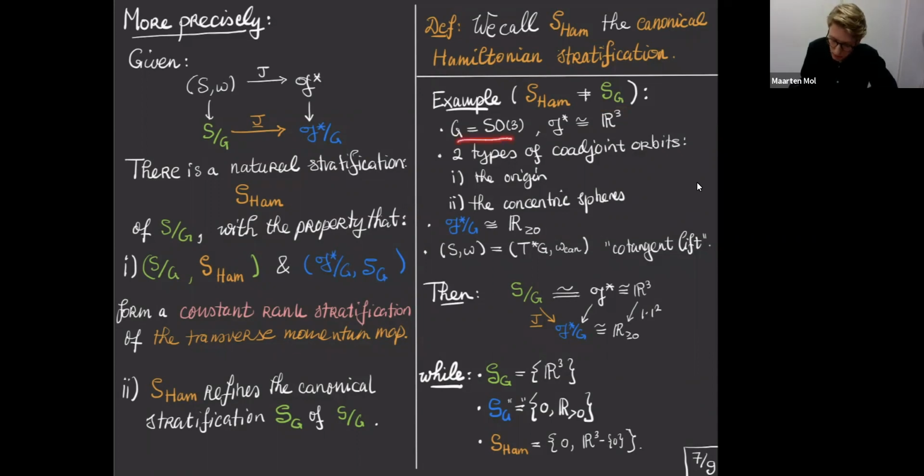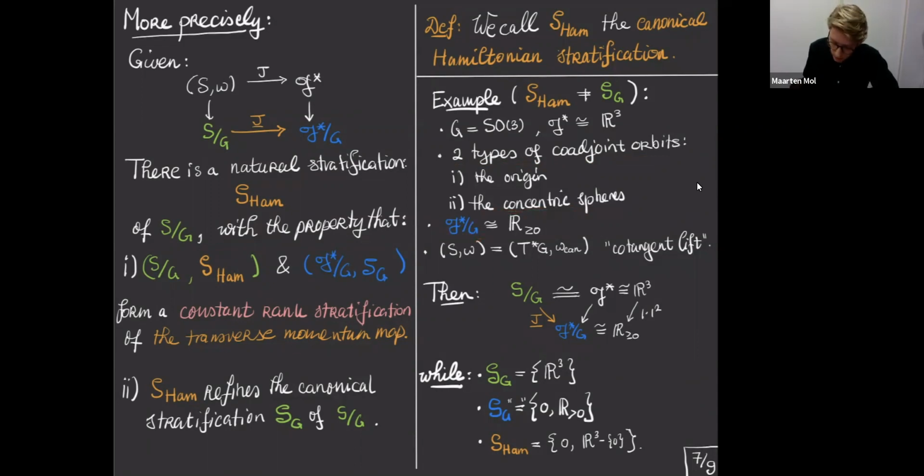So take G to be the special orthogonal group SO(3). Then the dual of the Lie algebra can be identified with R^3 in such a way that the coadjoint representation becomes just the standard representation of SO(3), just acting by matrices on vectors in R^3. So this has two types of orbits, namely the origin, and the other orbits are the concentric spheres. And so the orbit space can be identified with the non-negative real numbers.